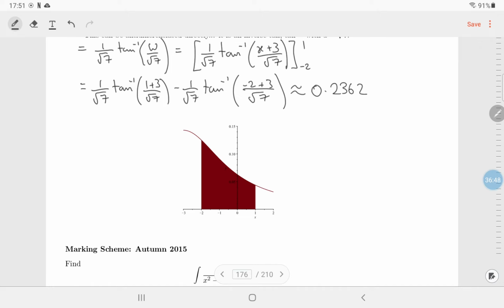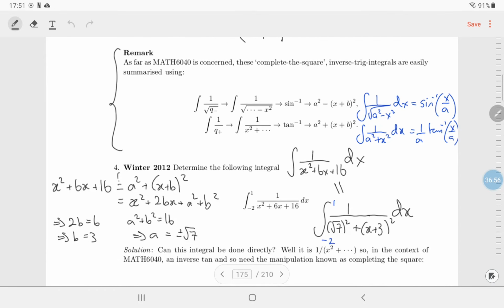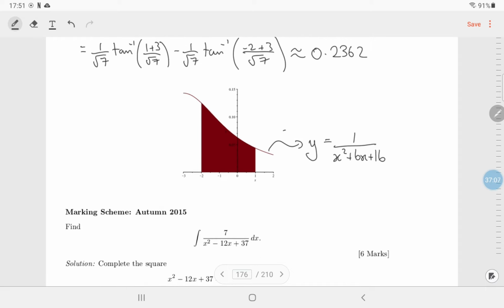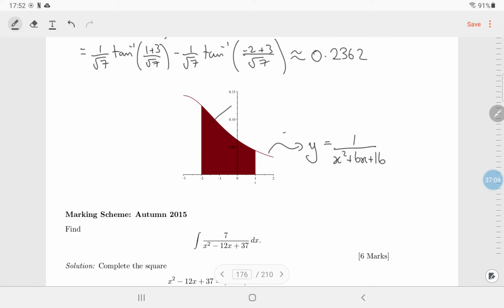Now remember that integration is finding area. So this is the function in question, y equals 1 over x squared plus 6x plus 16. If you integrate this function between minus 2 and 1, you find that area. A good exercise is to estimate this area using triangles and rectangles and compare. The lecture's gone on for too long, so I won't.